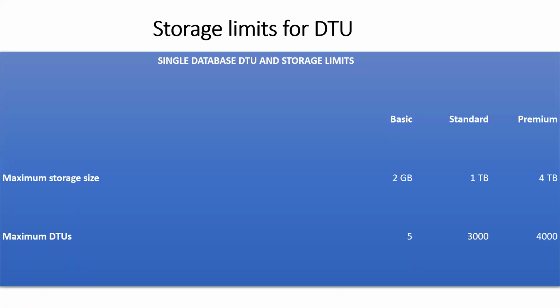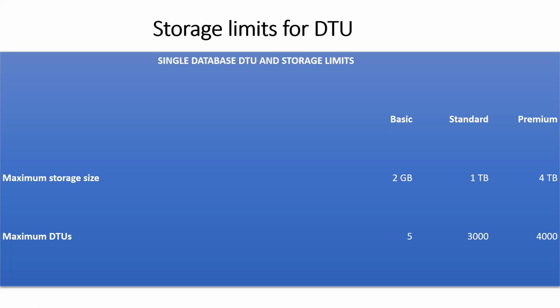Now the storage limit, we will see the storage limit for this DTU model. Maximum storage: basic supports only 2 GB. If you need storage beyond 2 GB, then we can go for standard. Standard will support up to 1 terabyte. Premium will support up to 4 terabytes. Okay. Clear, right? If you need more than 4 terabytes, we can go for hyperscale.